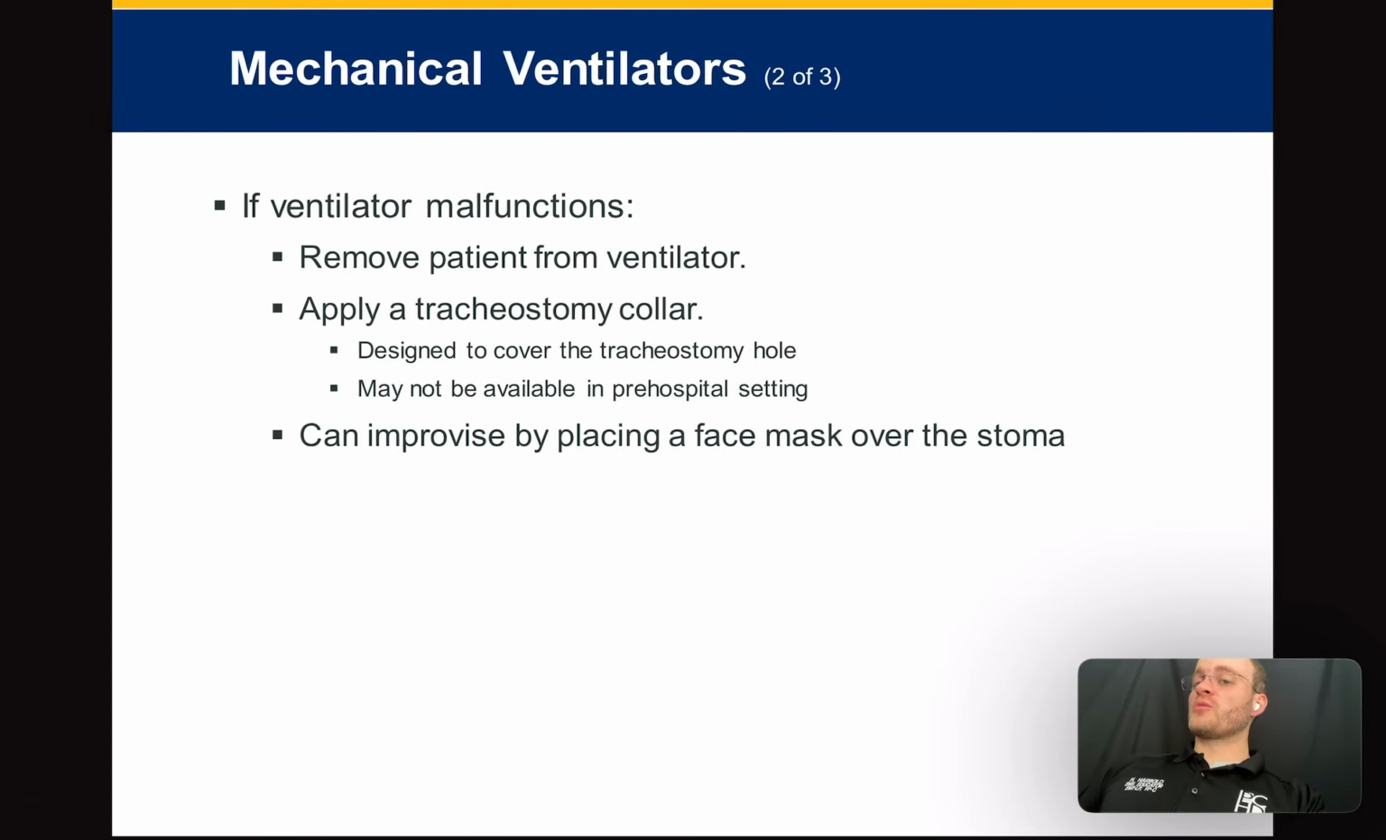If the ventilator malfunctions, you're going to remove the patient from the ventilator, and you're going to start providing them a face mask over the stoma and start ventilating them, right? The BVM will connect to the tracheostomy. If the tracheostomy is there, leave the tube. You could ventilate straight to the tracheostomy, but if that's not there, or you see it in a test question, you could just do the face mask over the stoma. Now, with that, you may have to use a pediatric face mask that's small enough to fit on the neck. That just needs to fit over that little bitty stoma.